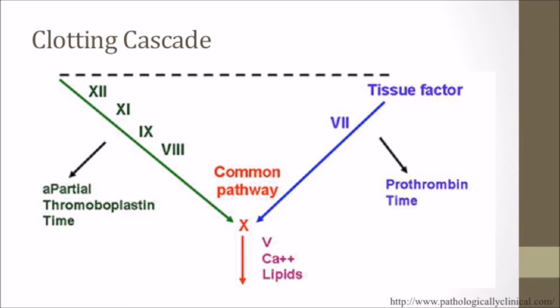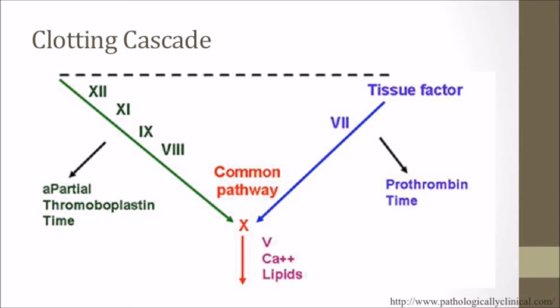Both the intrinsic and extrinsic pathways lead to factor 10, which is the start of the common pathway. These two key players of the common pathway are thrombin and fibrin. Fibrin is the most important part of the clotting cascade because fibrin traps the platelets, therefore it is called clotting factor number 1. Thrombin is the second most important part of the clotting cascade because it activates just about everything, therefore this is called clotting factor number 2.